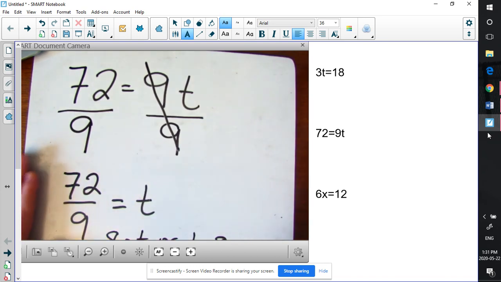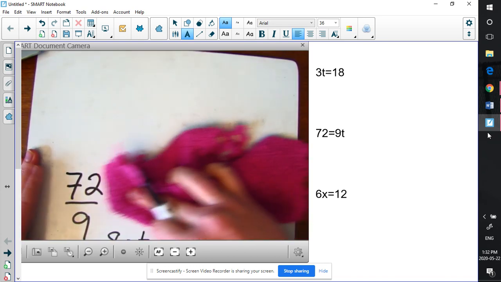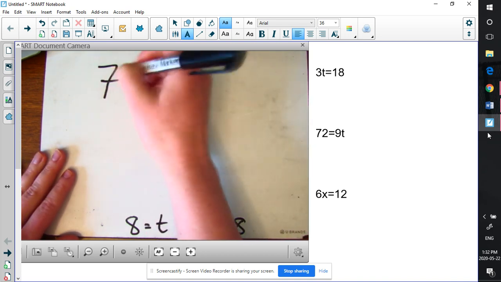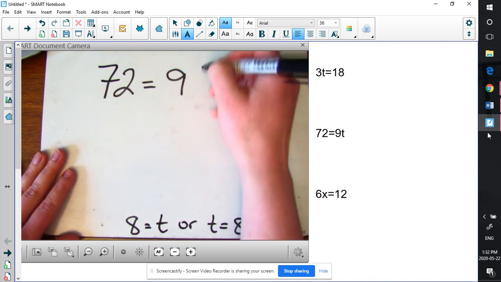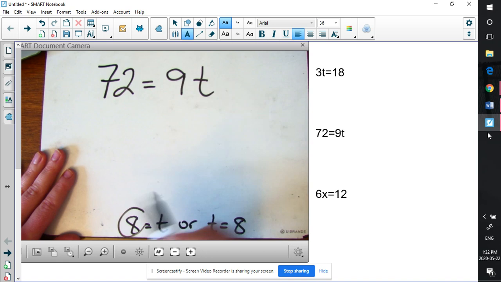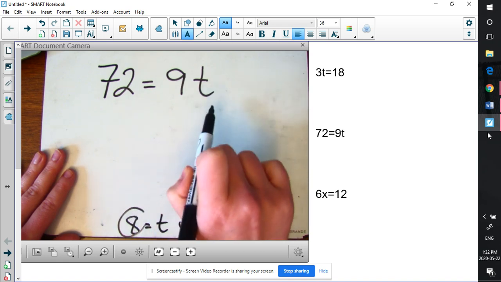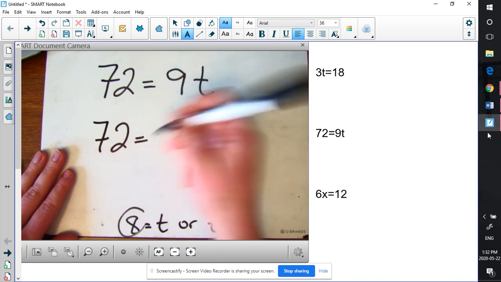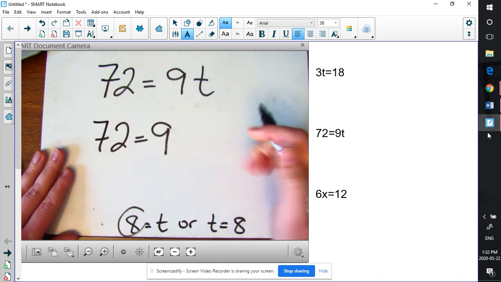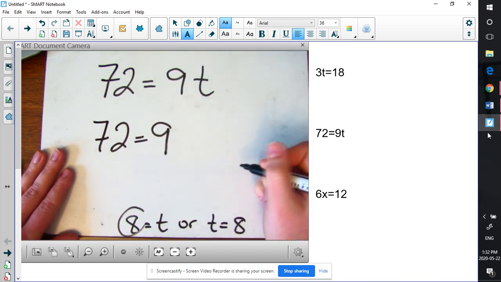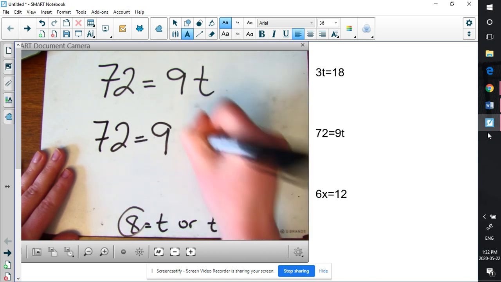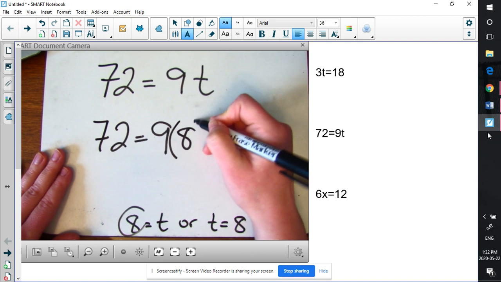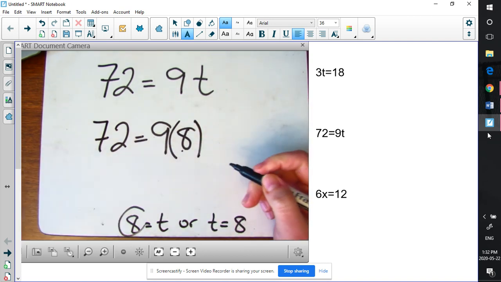Now we always have to check though. So we're going to go back, we're going to rewrite the original equation, and we're going to check our answer. 72 equals 9t. So I'm going to take this 8 and I'm going to put it in the place of t and see what happens. So I'm going to do 72 equals 9. Whenever we substitute, you have to put it in brackets. If you don't put the 8 in brackets, then you have 98, which is not what we want. We want 9 bracket 8.